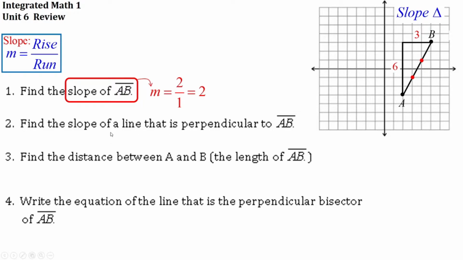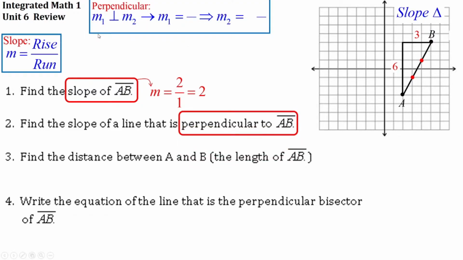Now, find the slope of a line that is perpendicular to segment AB. Now you guys remember your definition of perpendicular slopes. It's the negative reciprocal. So, M sub 1 is perpendicular to M sub 2 means if M sub 1 equals A over B, then M sub 2 would have to be the negative reciprocal of A over B, which is negative B over A.